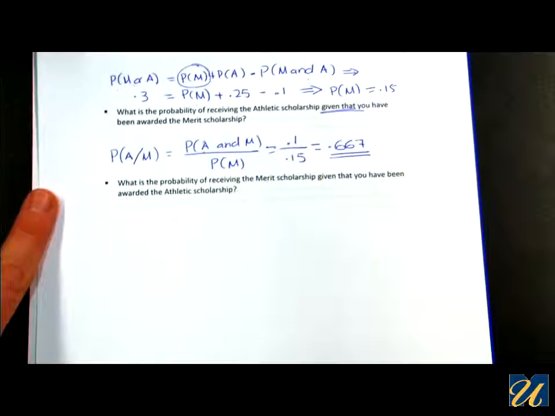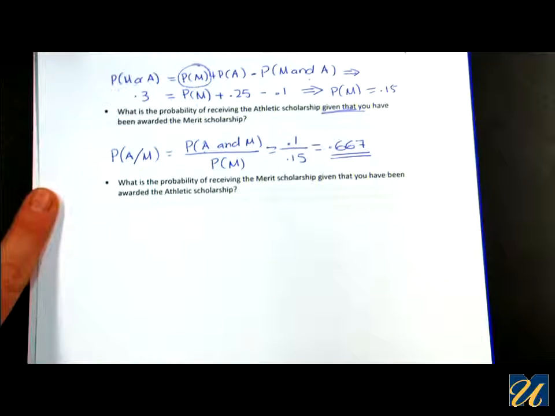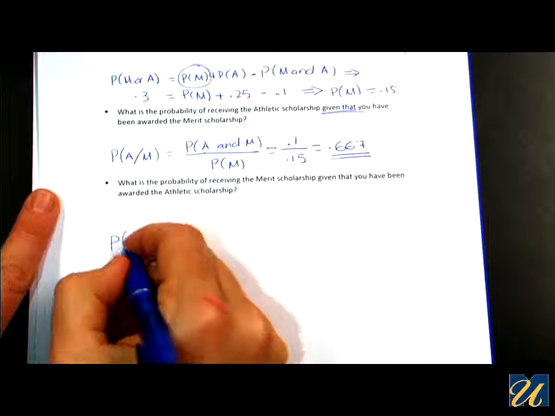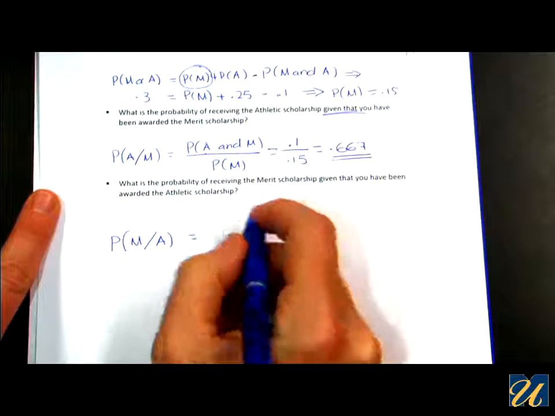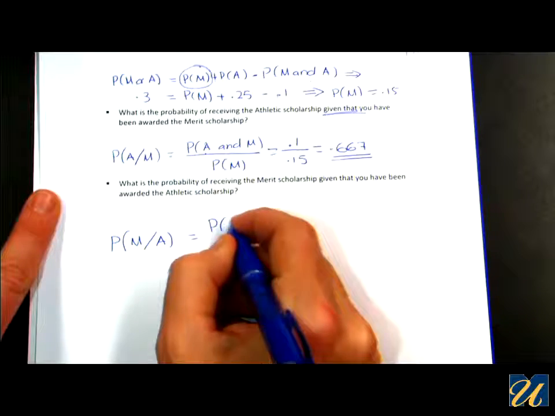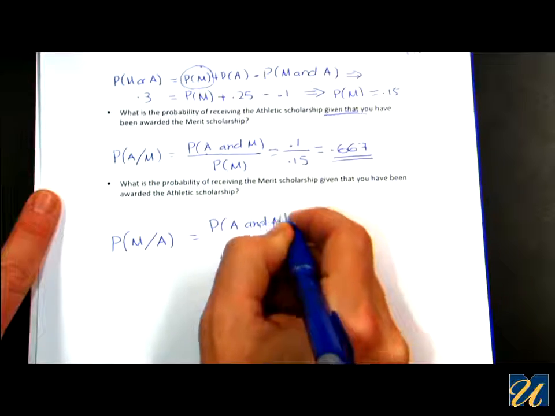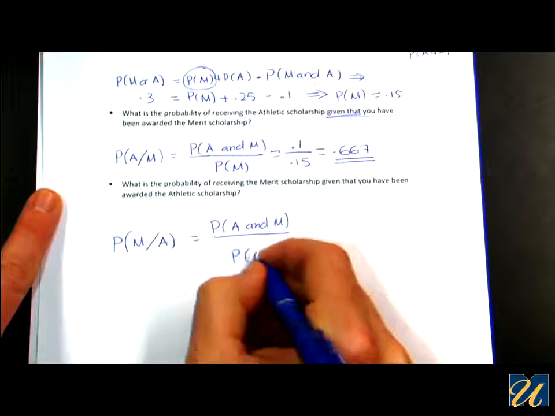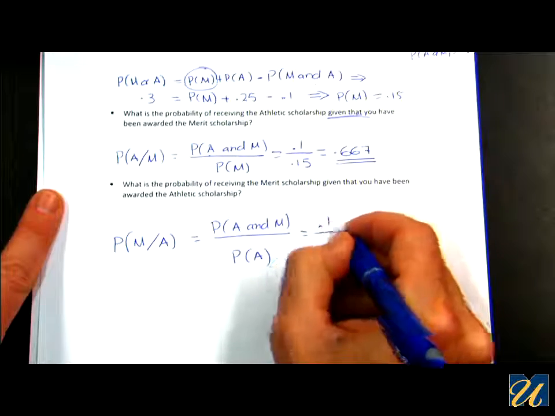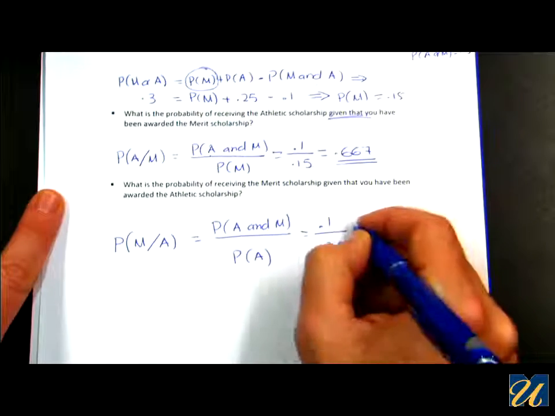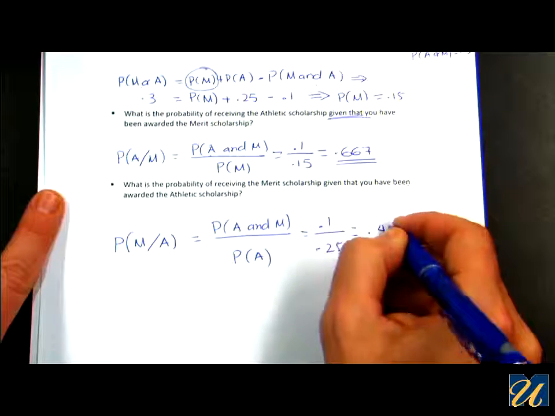What is the probability of receiving the merit scholarship given that you have been awarded the athletic scholarship? So now you're looking for M given A. So once again, this will be equal to the probability of A and M over now the probability of A. 0.1 over 0.25. So this probability will be equal to 0.4.